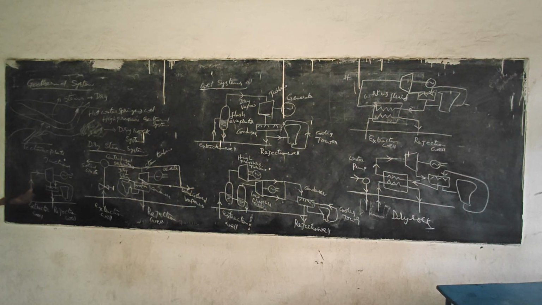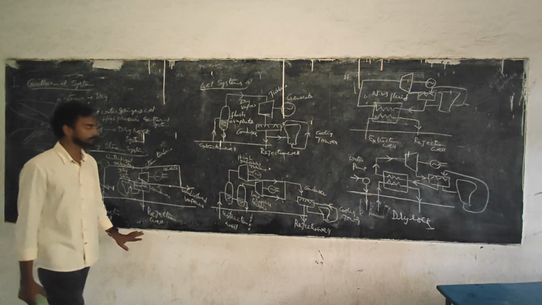And if we have pure dry steam available, we can directly give it to the turbine, and the output of the turbine is condensed and sent back to earth. This is the most simple system.